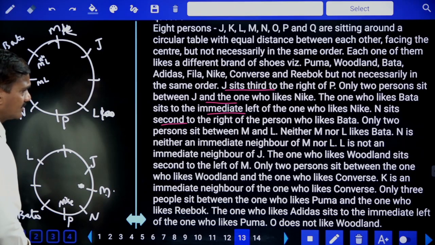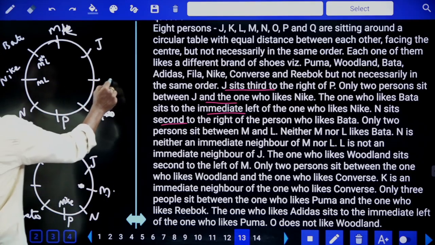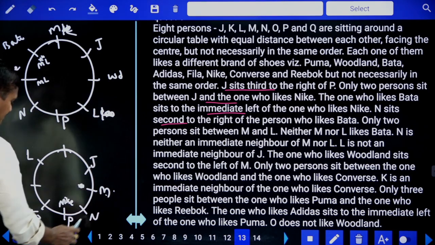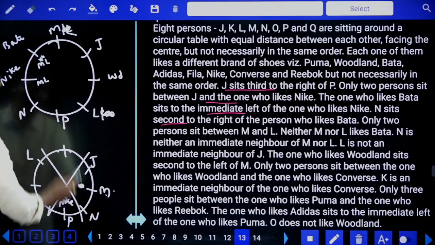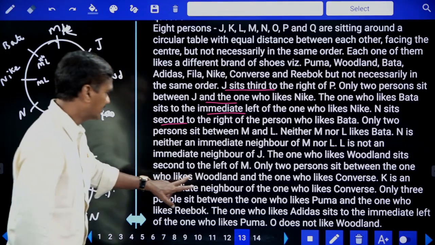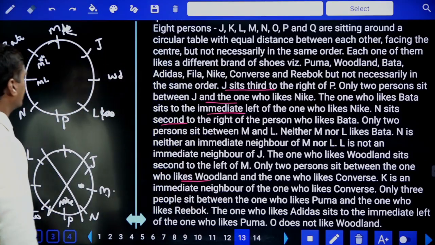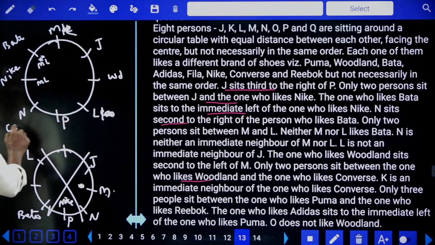And next one, the one who likes woodland sits second to the left of M. Woodland sits second to the left of M. This is woodland. Now woodland sits second to the left of M. What about here? P must be woodland. Here P is already Nike, and this case is ruled out. Now we were left with this case. And next one, and only two persons between the one who likes woodland and converse. Woodland and converse, two people. There is no chance here, hence N is converse.